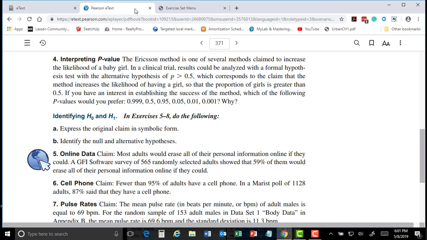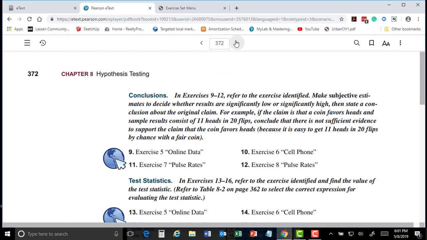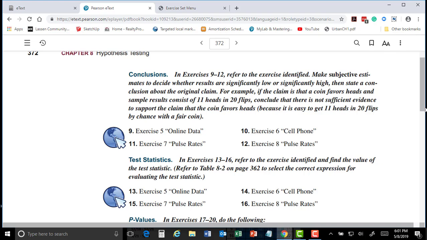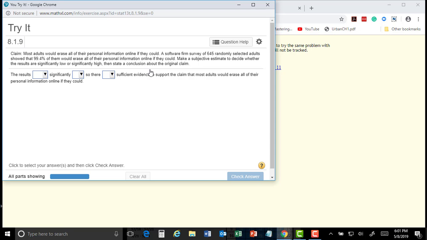Okay, now, these are exercises on online data. Let's see, cell phone P-values. So the claim: most adults would erase all of their personal data. Look at that amount, 99.4%. If you're thinking 50% more or less, 99% is way over. Most of them would erase the personal data.